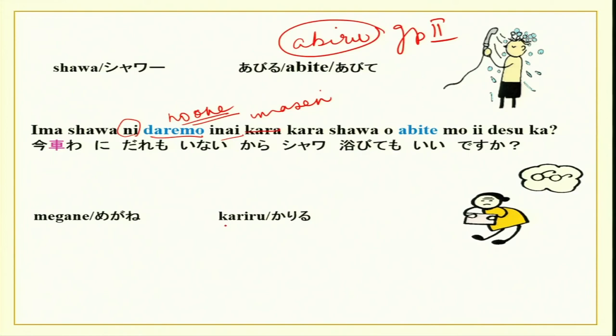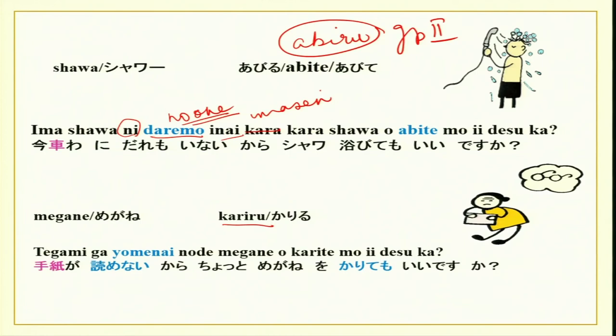Megane and kariru. Kariru is to borrow. So, sumimasen. Tegami ga yomenai no de, I cannot read. Megane o karite mo ii desu ka? So, tegami ga yomenai no de, which is very, very true, can be understood clearly by the listener. So, no de instead of kara. The reason is genuine. Megane o karite mo ii desu ka? Can I borrow your megane for a while?